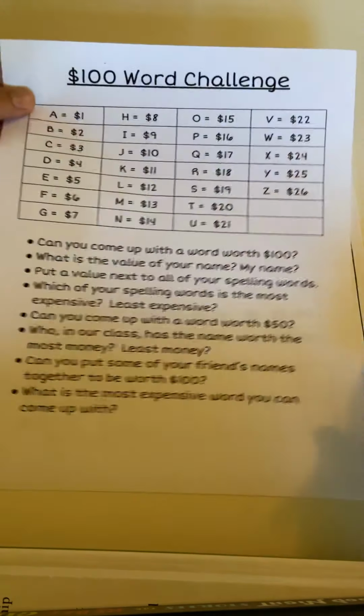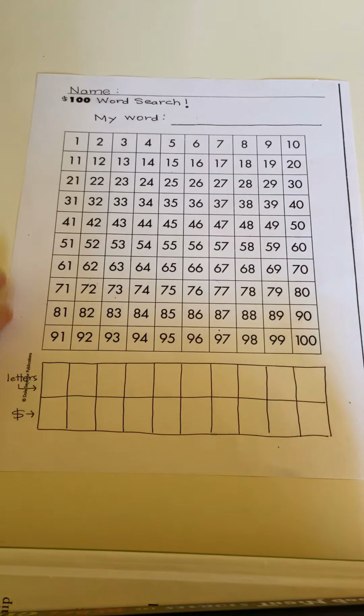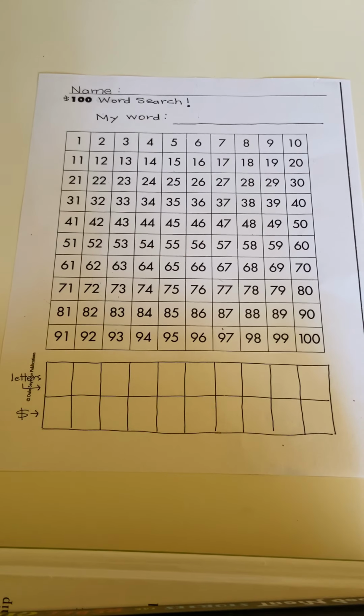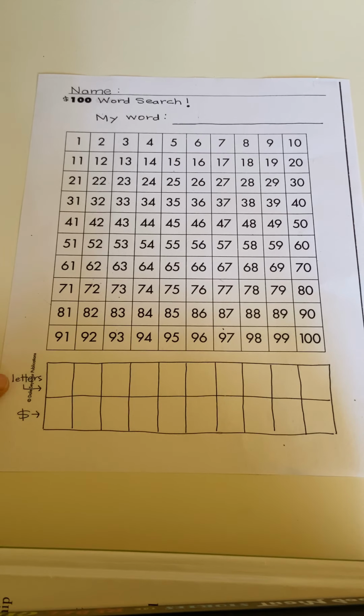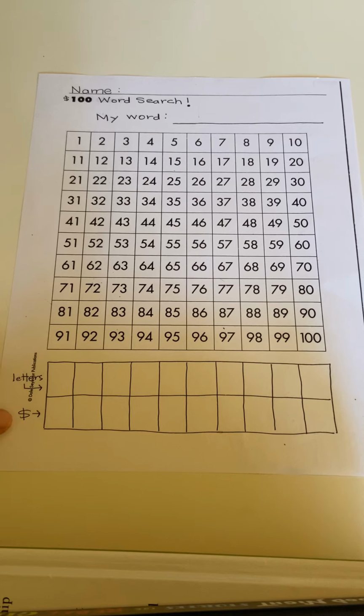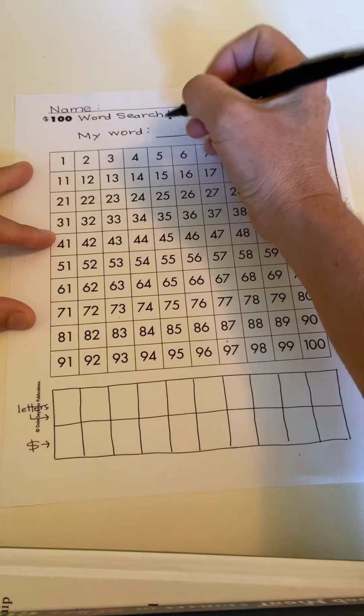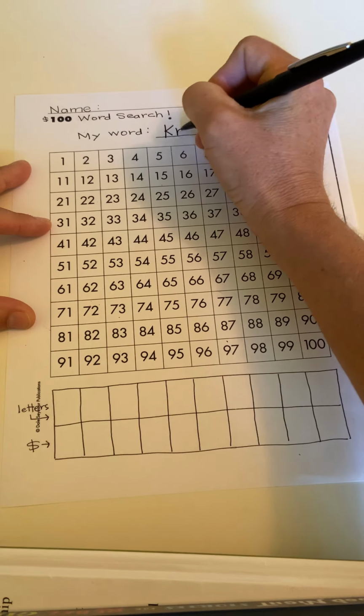So you'll notice, in addition to this, next to the video, you will find a copy of this sheet that I have created. I find a hundreds chart can be really helpful for adding up the value of these letters. And I put a little chart down here where you can write the letters of the word that you are figuring out and the dollar value. So I'm going to start with my name. And some of you might know that my first name is Kristen.